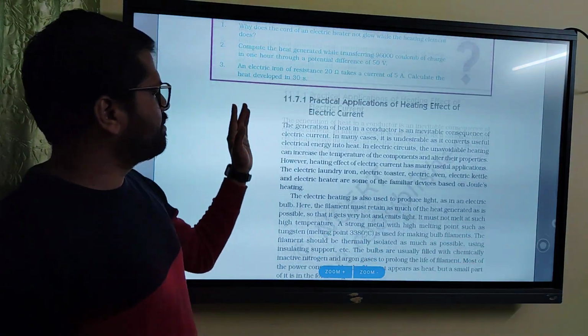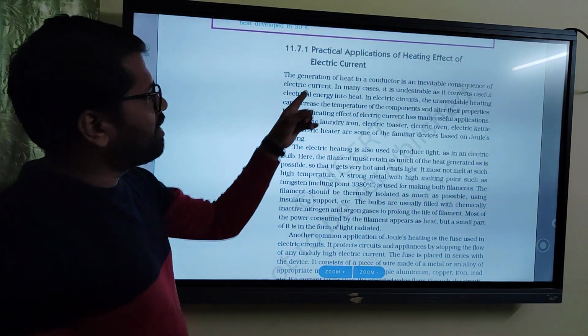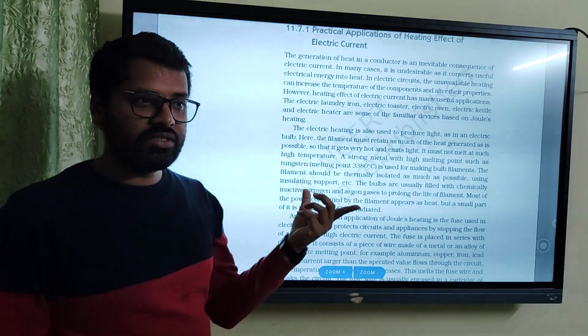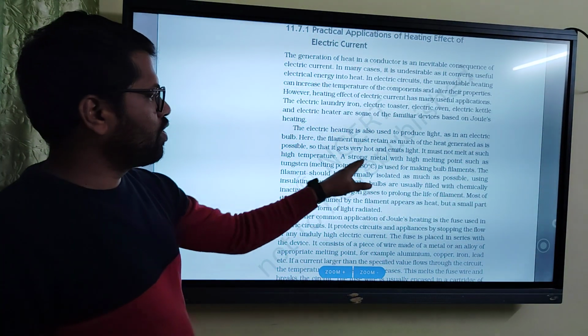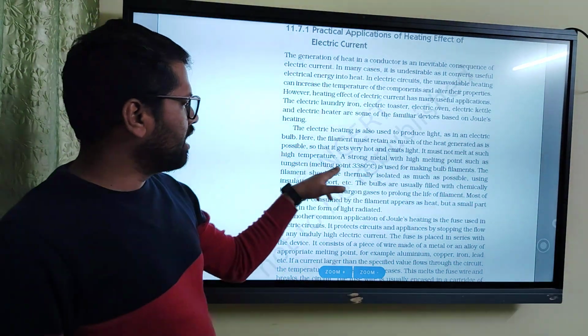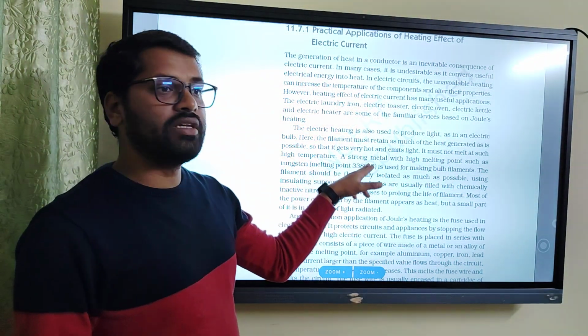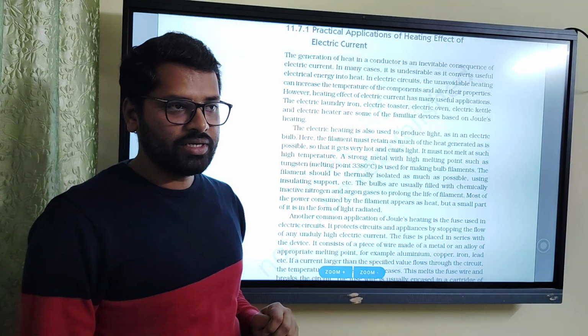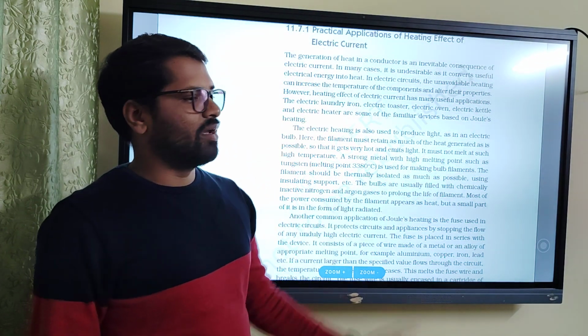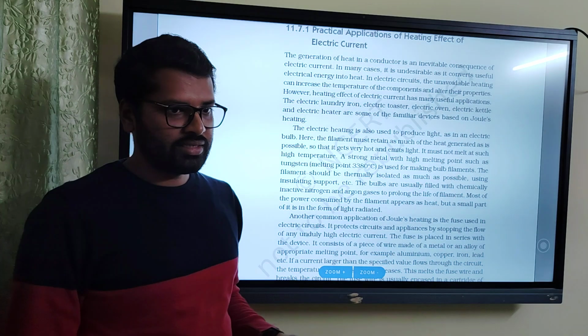Then coming to this part, practical application of heating effect of electric current. From here one question they ask these days. See here, strong metal with high melting point such as tungsten. Tungsten has 3380 degrees Celsius melting point. So it is used for making bulb filament.